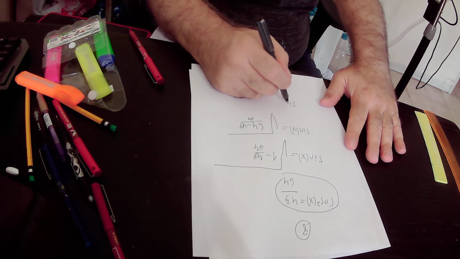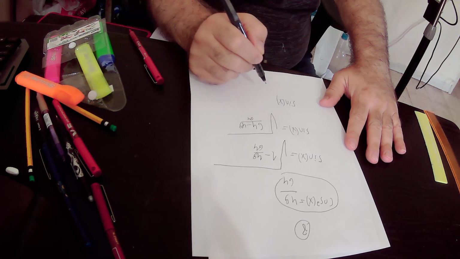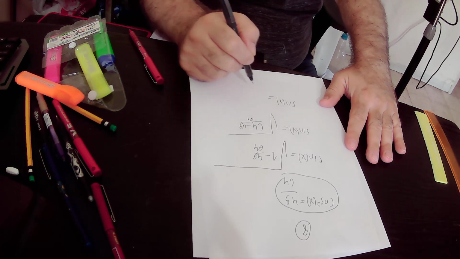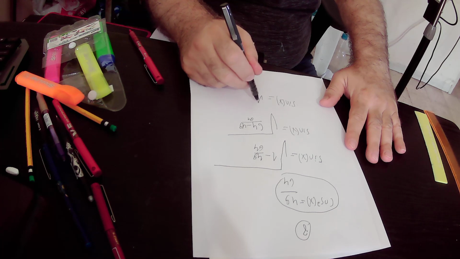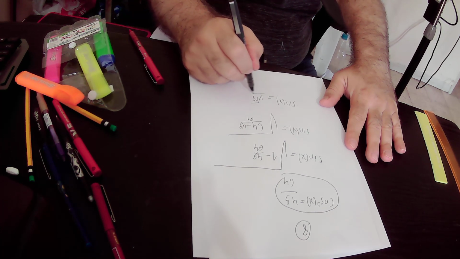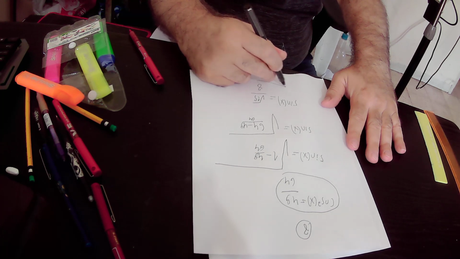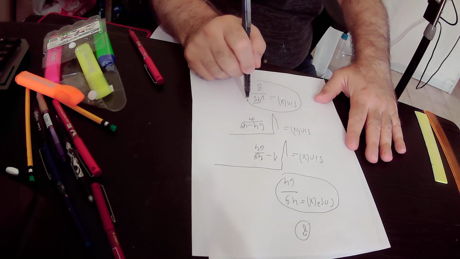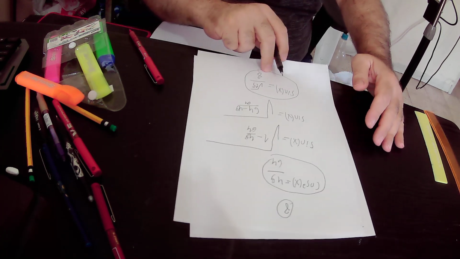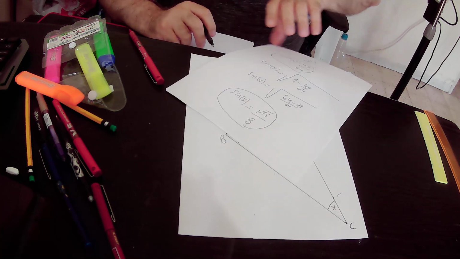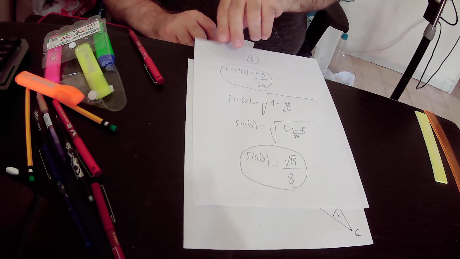Sine x will be equal to the root of 15 over the root of 64, which is 8. So we found out that sine x equals to root 15 over 8.